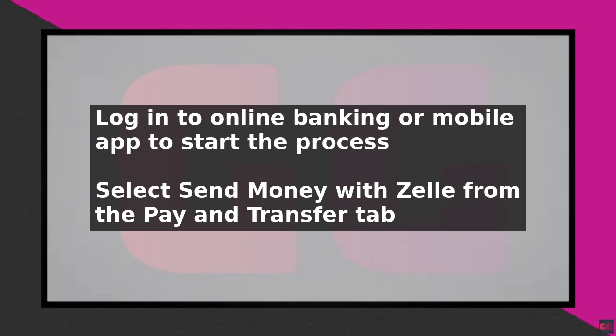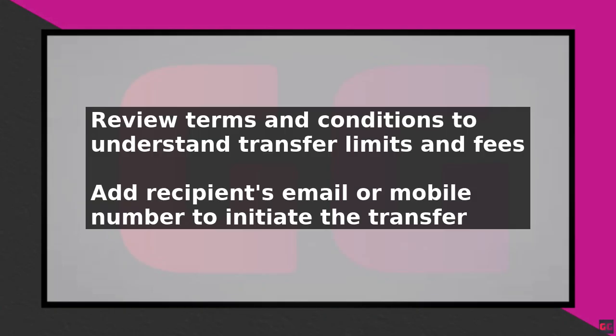To send money, you will need to add the recipient's email address or mobile phone number. Make sure the recipient is enrolled in Zelle with their bank or credit union, or they can enroll when they receive the payment notification. Enter the amount you want to send and add a memo if you want to include a message with the payment. Review the transaction details to ensure everything is correct, including the recipient's information and the amount.